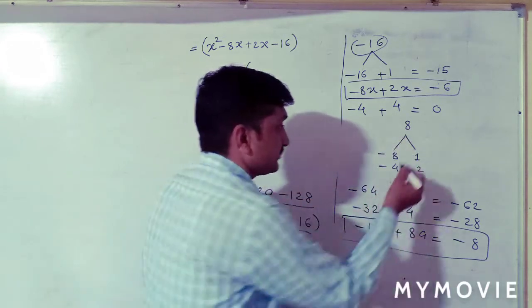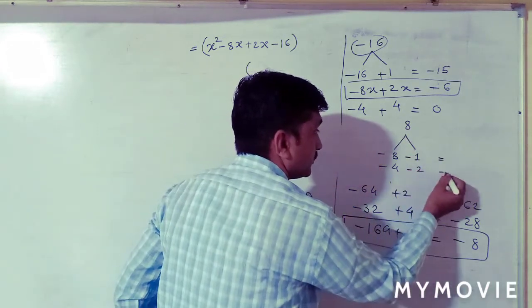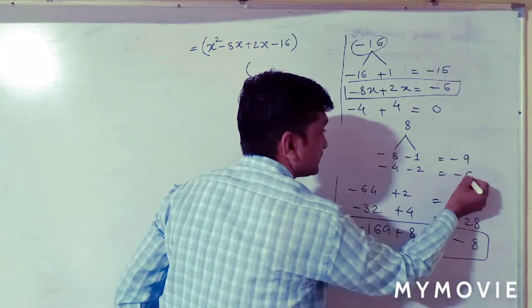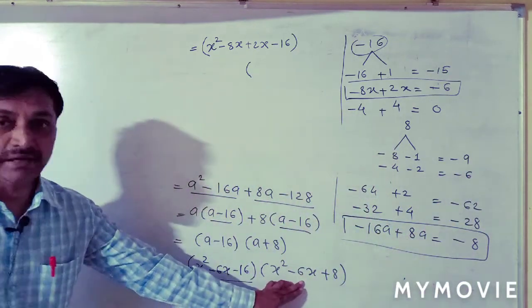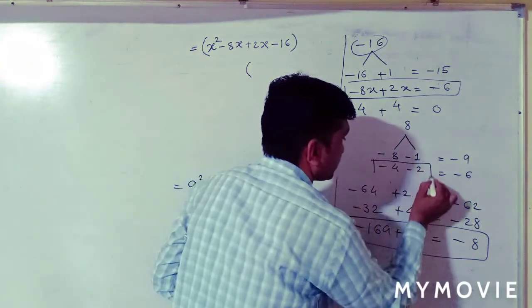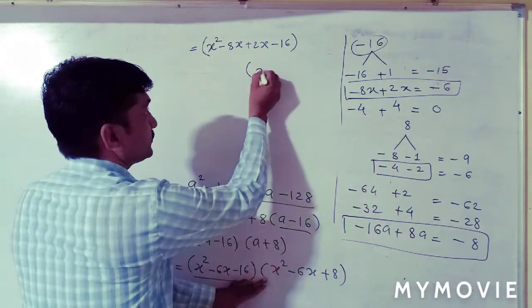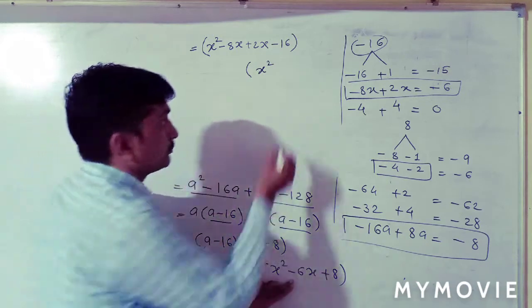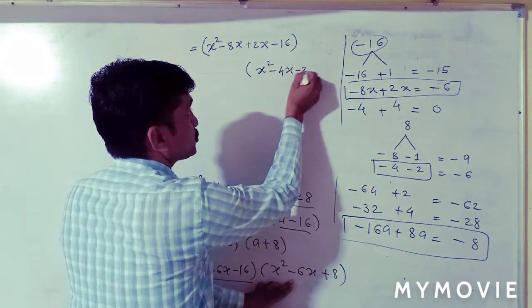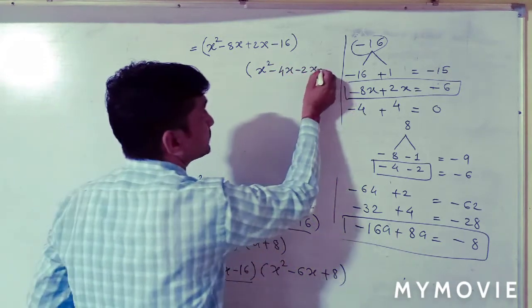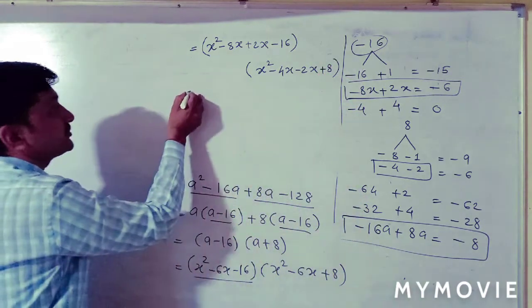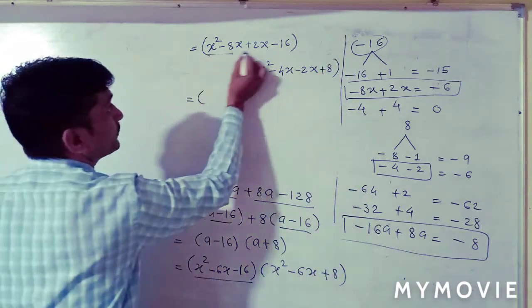The product is positive, so the same sign here. Then here minus 9, here minus 6. What is the middle? Minus 6. These are the correct pairs. Then right here, x square minus 4x minus 2x plus 8 is equal to, now here common.